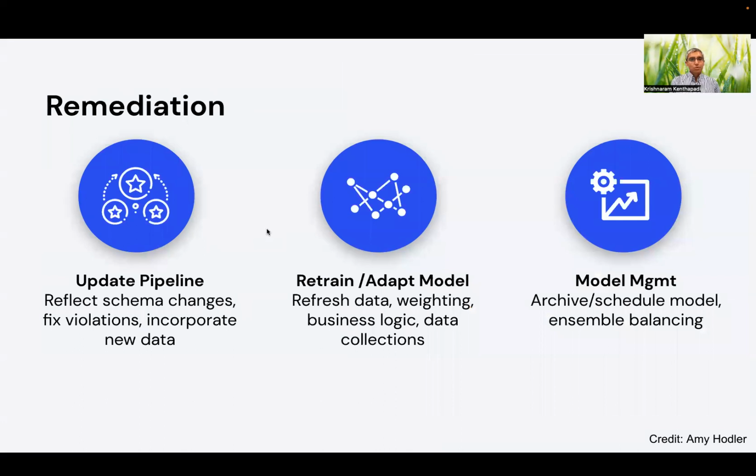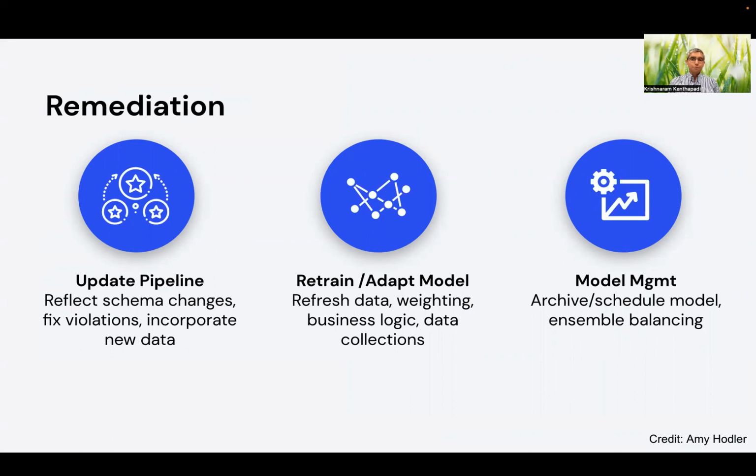Having identified the root causes, let's look at what may be different types of ways to fix the issues. So one type of fix is to update the pipeline. This works in the case of data integrity issues, wherein we can make sure that the schema changes are correctly reflected, or the violations are fixed, and so forth.